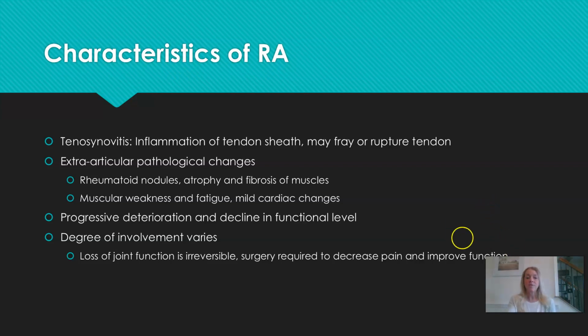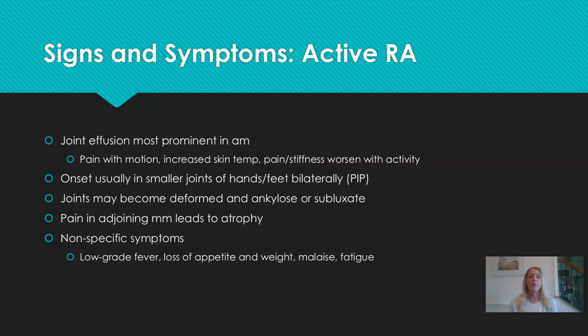Typically, the loss of joint function is irreversible, so surgery will often be required in order to improve function. So again, similar to osteoarthritis at that point. When a person is demonstrating active RA or symptoms of RA during a flare-up, they'll have joint effusion or inflammation that's most prominent in the morning. It hurts to move. There can also be increased skin temperature. It actually feels warm to the touch over the swollen joint, and pain and stiffness that usually gets worse with activity.